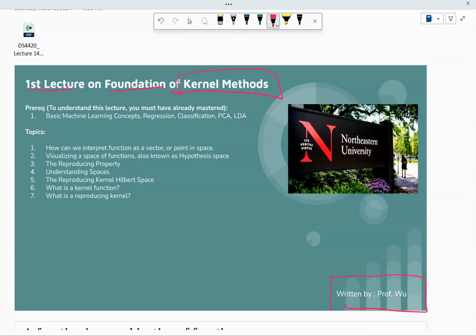Now, kernel methods is one of those things that people talk about, but very few people actually know what's going on. So we're going to go over the foundations so that you have a good idea. Make sure you understand the prerequisites, right? If you don't know the prerequisites, you want to be able to know them first before you watch this. And these are the various topics we're going to cover today.